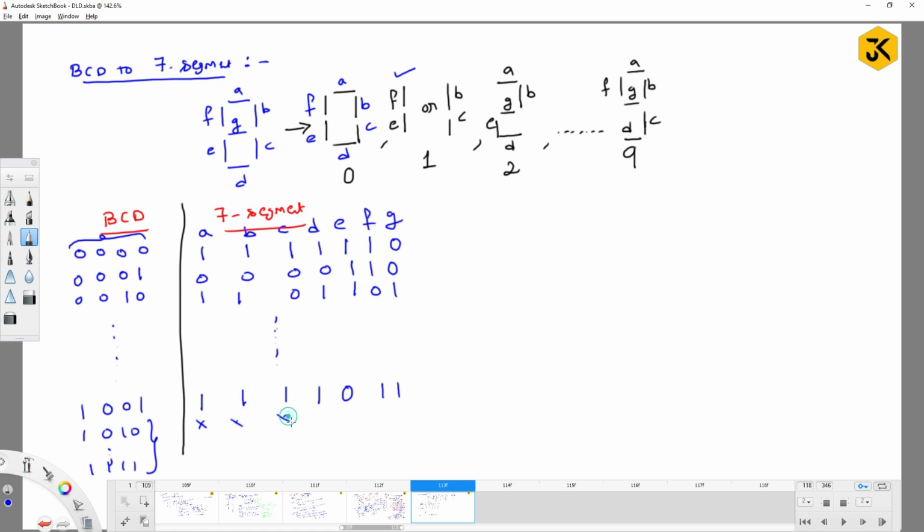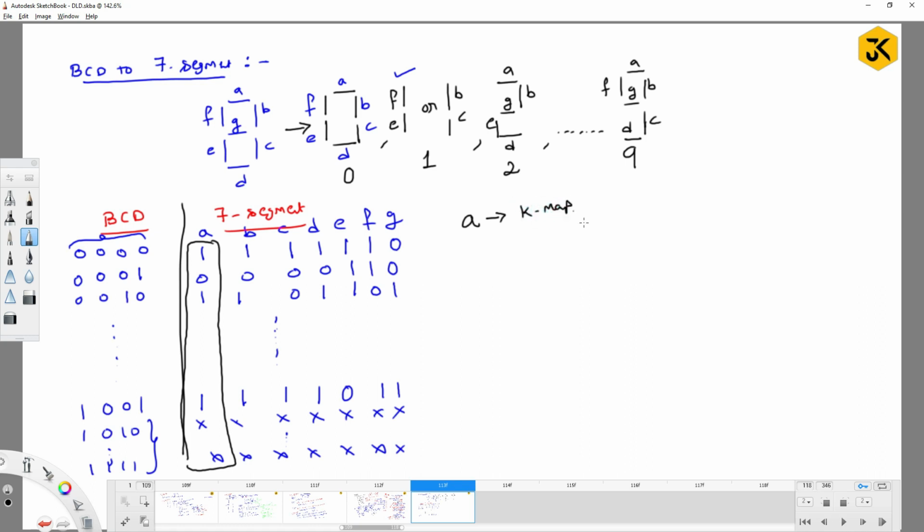So I can make them don't cares. And once you construct the truth table, what is the final step you have to do? You have to derive the expression for each and every corresponding column. So to derive the expression for A, what you have to do? You have to draw the K map.